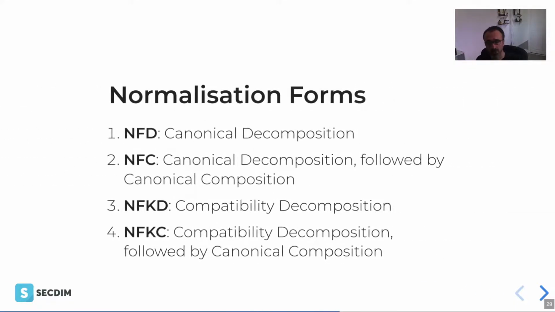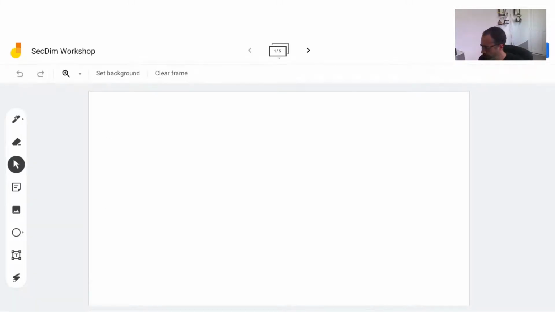In the Unicode standard, we have 4 types of normalization: NFD, NFC, NFKD, and NFKC. NFD is canonical decomposition. And what does decomposition mean? Let me whiteboard this for you.